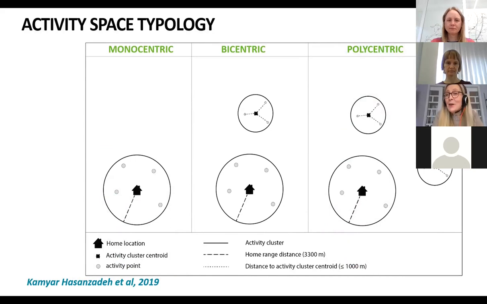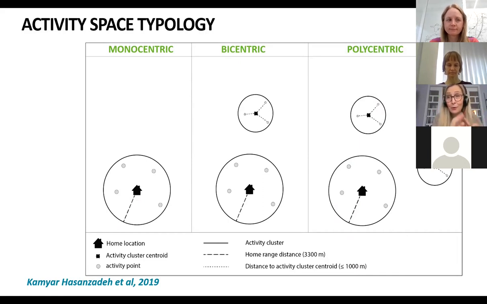Kamyar Hassan, the postdoc researcher who works in my team, has also developed a very nice way to look at different activity space typologies, because he has noticed that individuals sometimes live a life where their activities are concentrated on one node, typically home. So this kind of activity space would be monocentric.